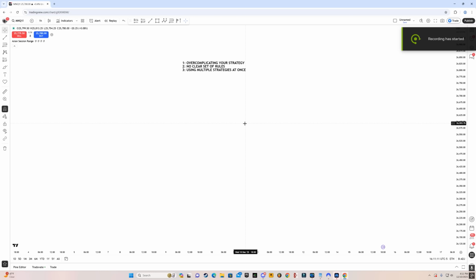The reason why you are still unprofitable is due to these three things. Number one, you are overcomplicating your strategy. You are trying to look at different things, trying to combine all the ICT concepts in hopes of taking good trades, but it backfires and you blow your accounts.